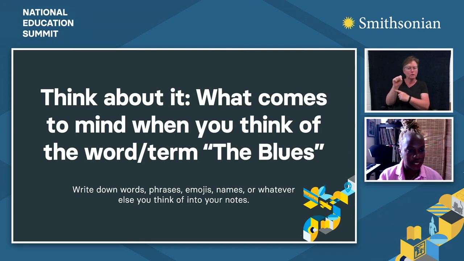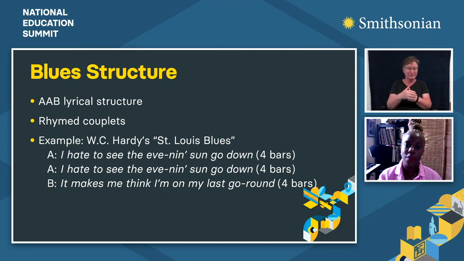All right, let's move to the next slide. Okay, so the blues structure. Now, I know that I'm speaking to a lot of different types of educators, but one thing I would like to go out on a limb and say is that most of you all have some sort of structure, some sort of formula to arrive at a culmination of thoughts, ideas, theories, what have you. Approach the blues in that same type of way. So this AAB lyrical structure is just that. It's a compilation of rhymed couplets. So we're going to take a look at the example by W.C. Handy, and the song is called the St. Louis Blues. We're going to listen to an example by one of the three artists that I chose to highlight in this series.